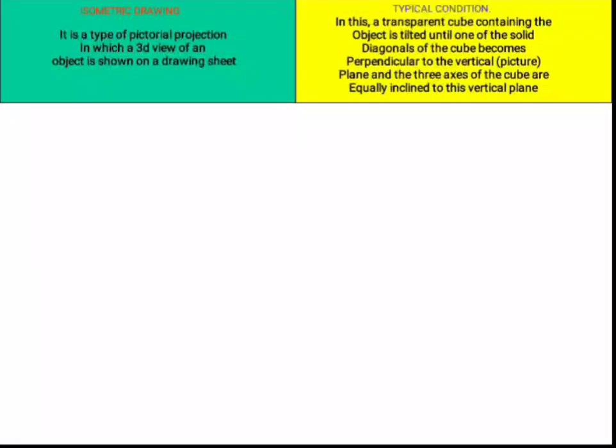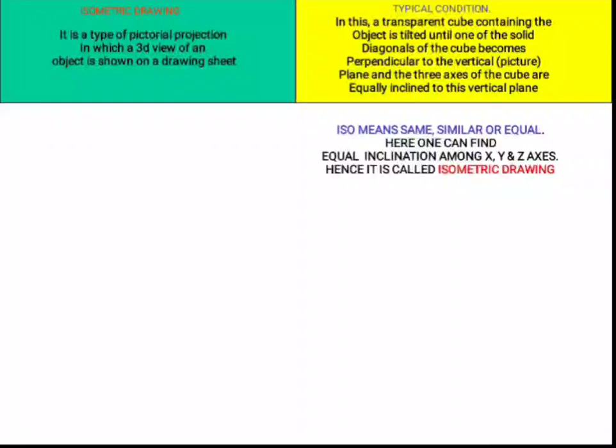Here, a transparent cube containing the object is tilted until one of the solid diagonals of the cube becomes perpendicular to the vertical plane, and the three axes, namely x-axis, y-axis and z-axis, will be equally inclined to the vertical plane. The name isometric view or isometric drawing came from the principle that the equal inclination among the x, y and z axes exists in these figures.